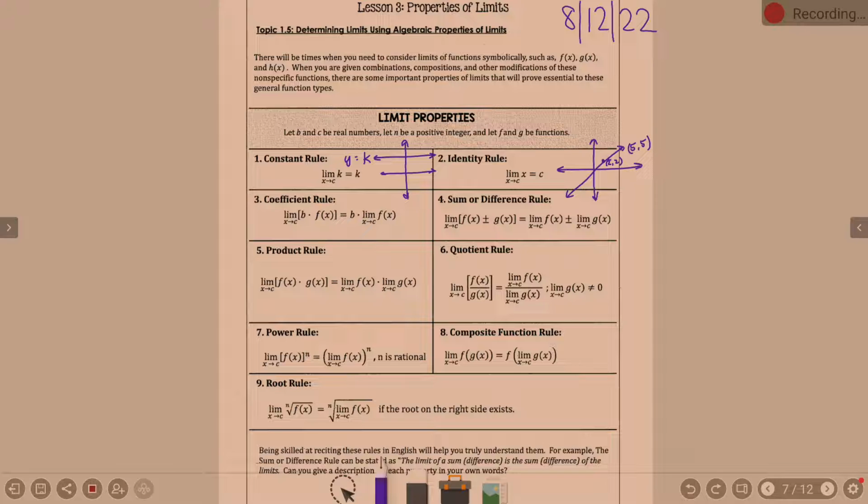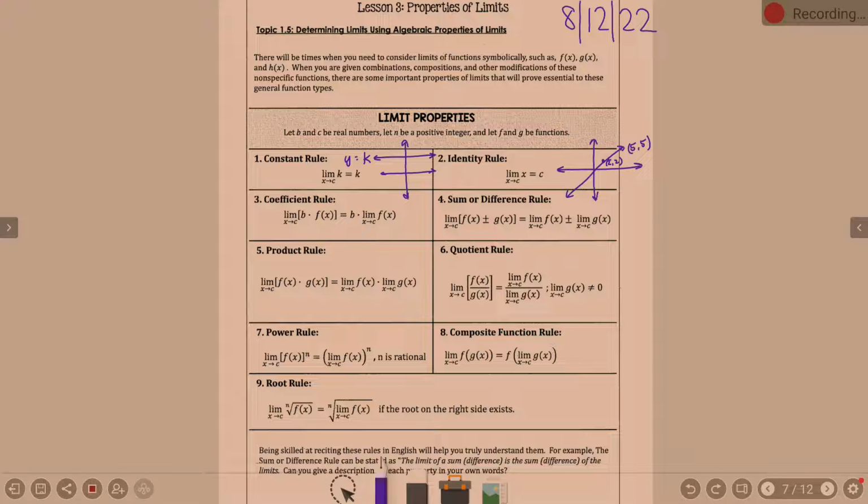This is the one we'll have to work with a little bit. The composite function rule. If you have a composite function, so where it's f of g of x. If you remember from pre-cal, that's taking g of x and plugging into f of x. The idea here is that we can pull that f out front, kind of a lot like the coefficient rule, right? We can pull that f out front and do the limit of g of x, and then take that answer and plug it into f.